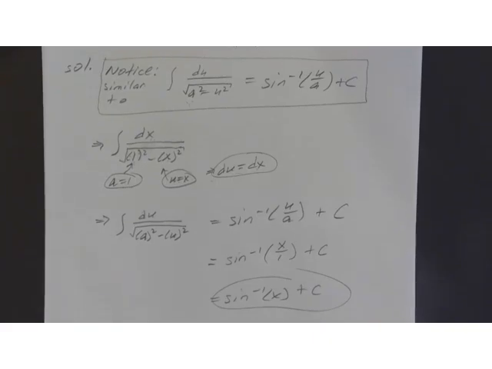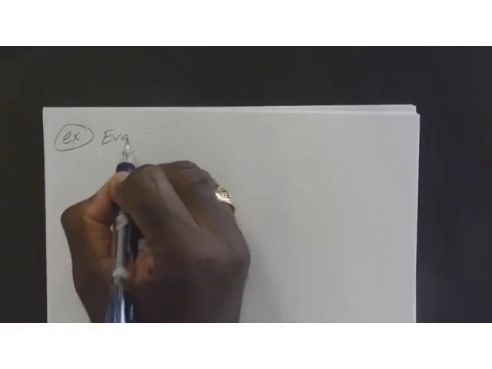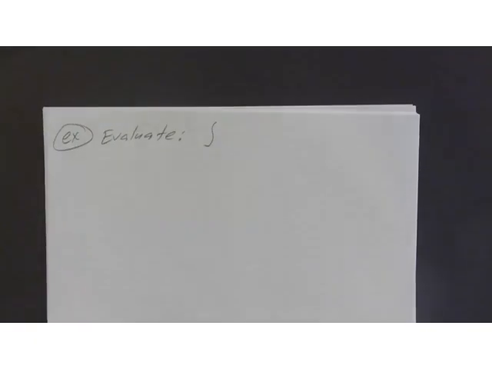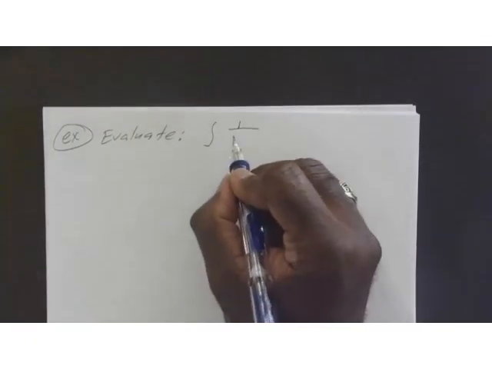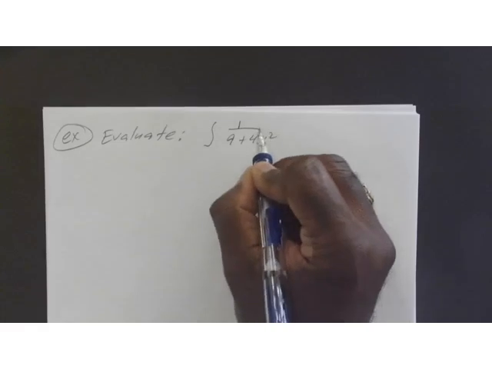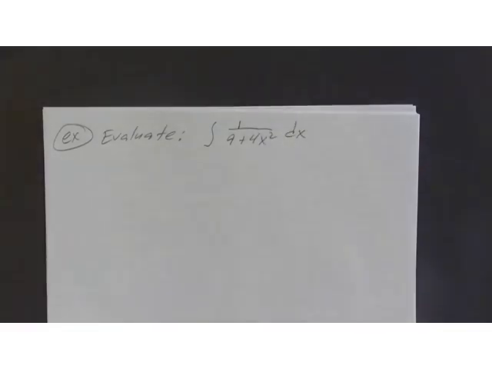Okay. All right, anyone still writing? Okay. So let's say, for example, let me find a good one. That's a good one. Let's say we wanted to evaluate the integral of 1 over 9 plus 4x squared with respect to x.